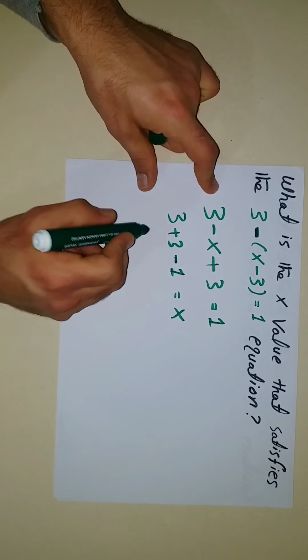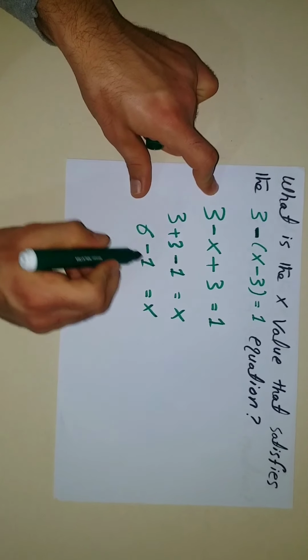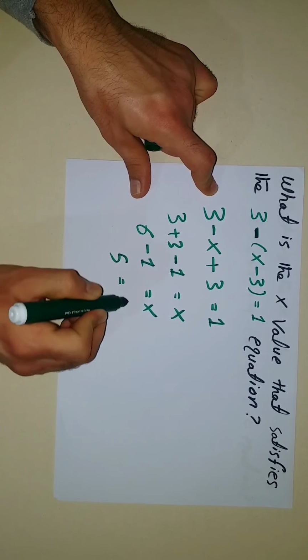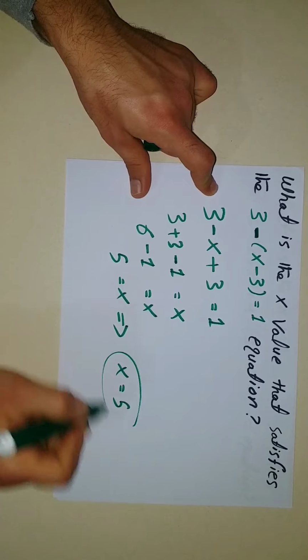Like this, 6 minus 1 is equal to x. And 6 minus 1 is equal to 5, so x equals 5. So the value of x is equal to 5.